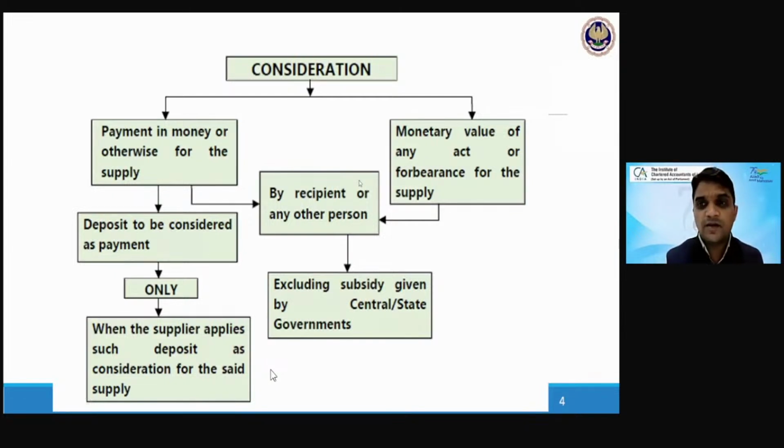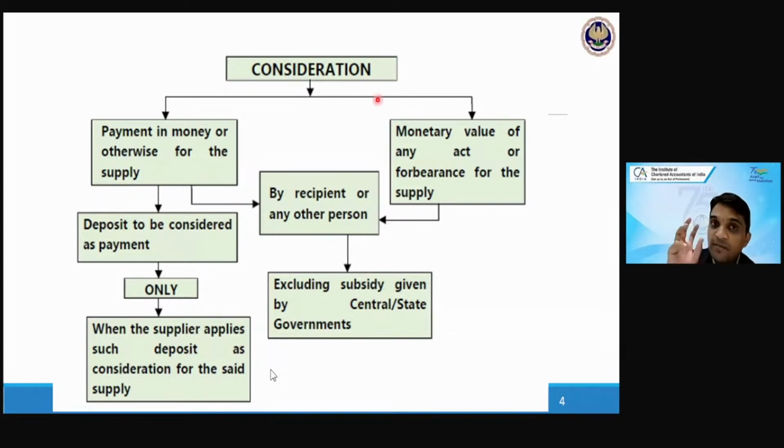What is consideration? ये तो हमने बार बार पढ़ लिया, but again for clarity here, consideration means payment in money or otherwise for the supply. Deposit, we'll keep it separate. Any payment in money or otherwise for the supply by the recipient or any other person, excluding subsidy given by the central government and state government, is consideration. That is, anything I pay for the supply is consideration. Now, that could be payment in money or it could be a monetary value for any act or forbearance for the supply. So it could be a payment in money or it could be non-money, but it has some monetary value. So when there is a monetary value, then it is a consideration.